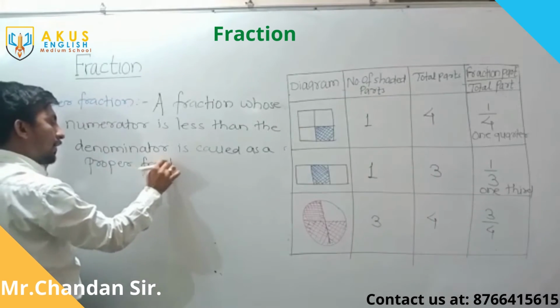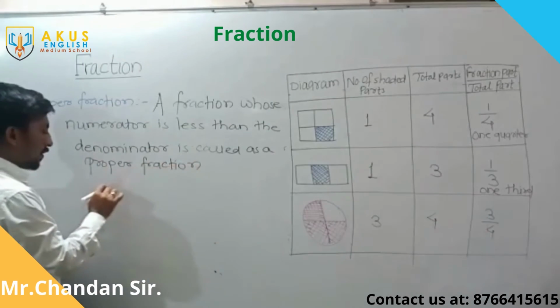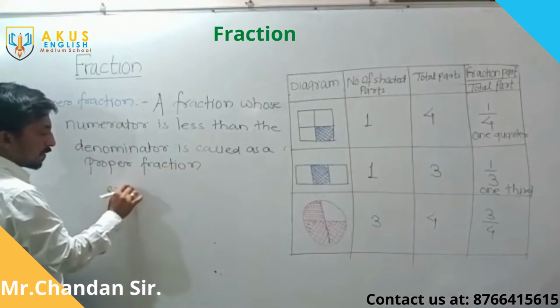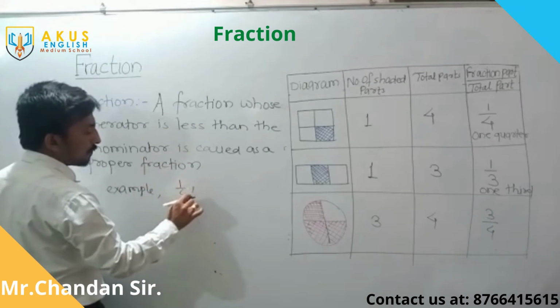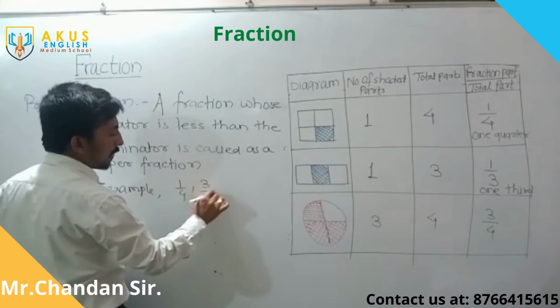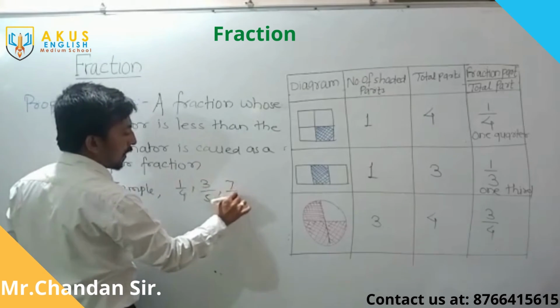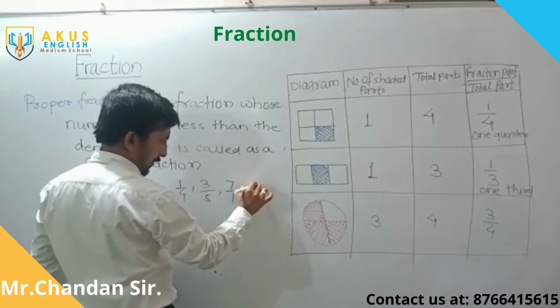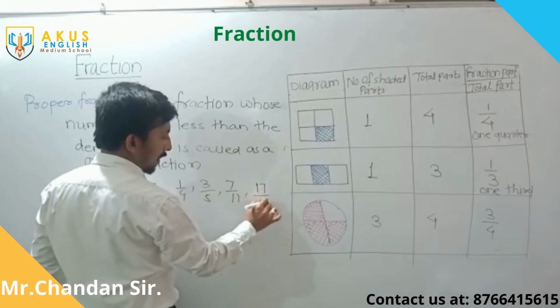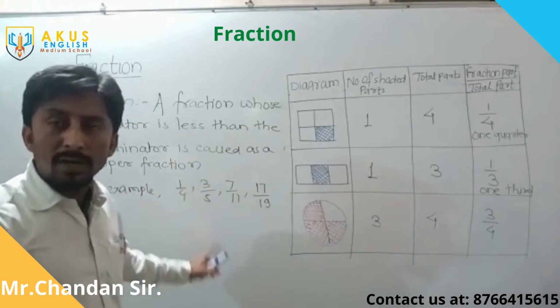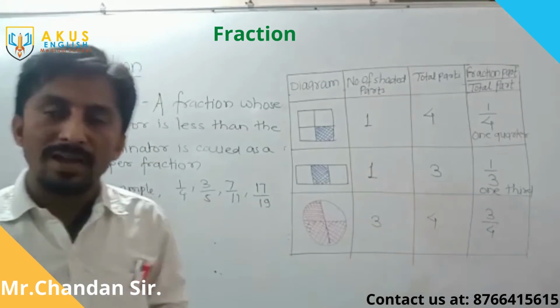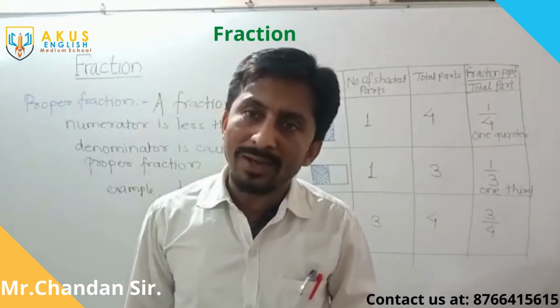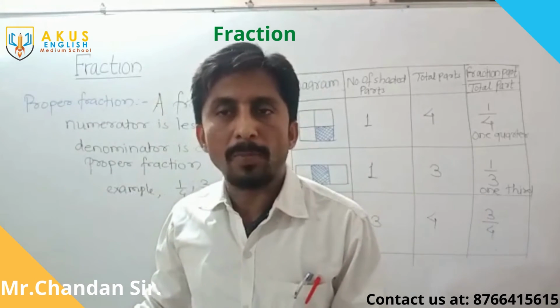Proper fraction. For example, I will add the examples 1 upon 4, 3 upon 5, 7 upon 11, 17 upon 19. So here you can see in all these fractions the numerator is less than the denominator. Therefore these are proper fractions.